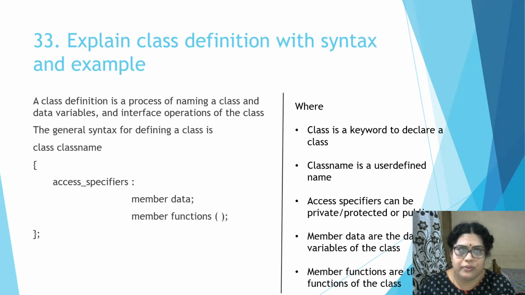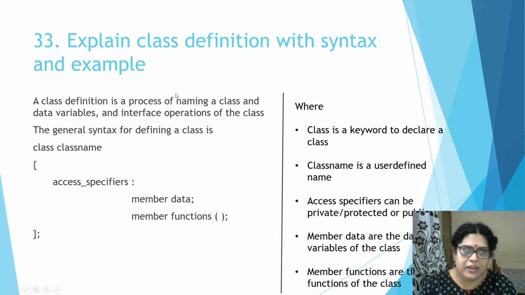Okay, so we will go to the next question. Explain class definition with syntax and example. So what is a class definition? Class definition is the process of naming a class, data variables, and the interface operations of the class. Interface operations means the functions of the class, in simple terms.